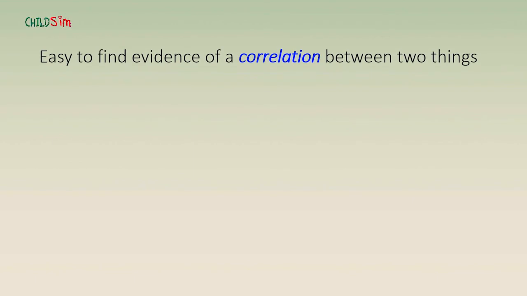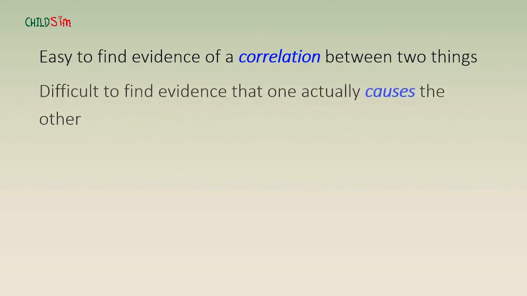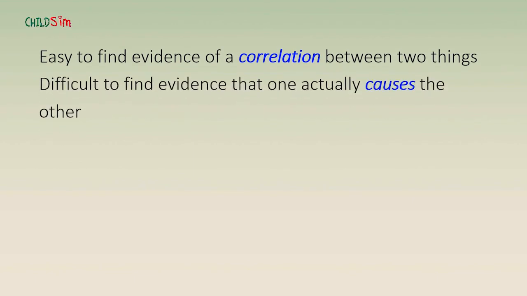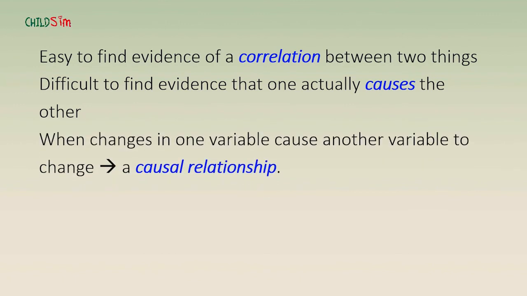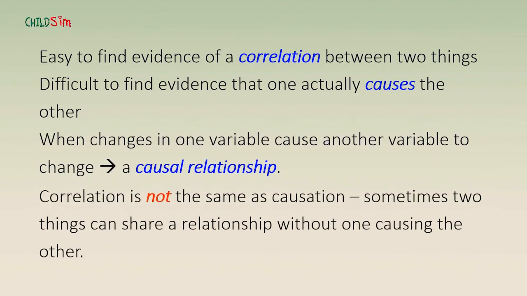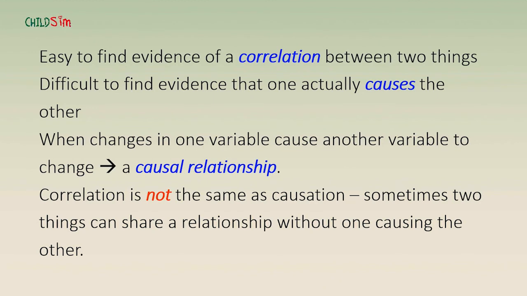So let's recap. It's easy to find evidence of correlation between two things, but it's not easy to find evidence that one thing actually causes the other. Only when changes in one variable cause another variable to change can we say there's a causal relationship. We have to remember that correlation is not the same as causation, because sometimes two things can share a relationship without one causing the other.